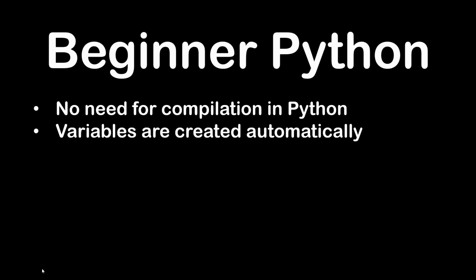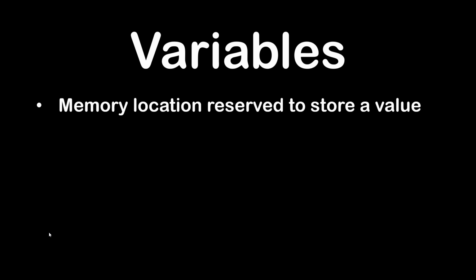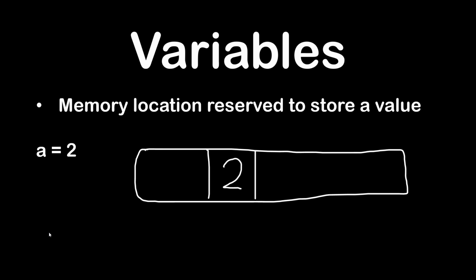And what exactly are variables? Variables are a memory location that is reserved to store a value. For example, as soon as you type a equal 2, Python will reserve a memory location where the value of a, which is 2, for now will be stored.